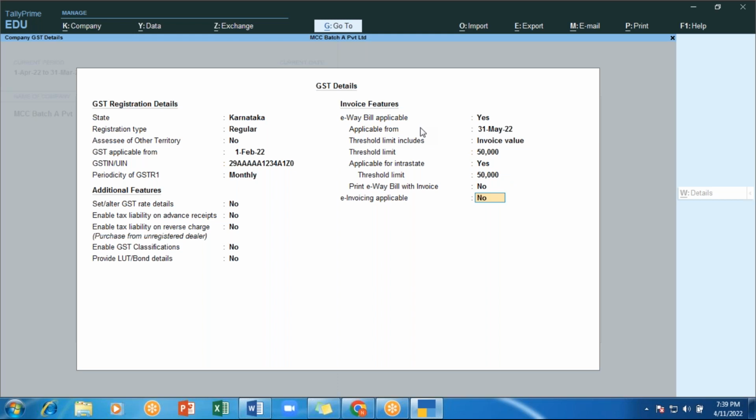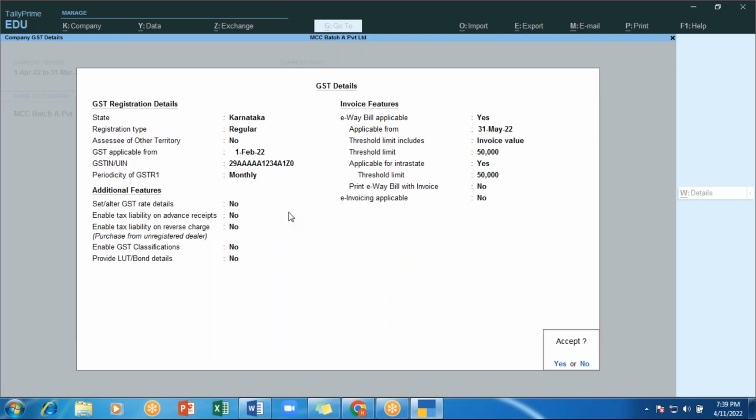And the next one is e-invoices. E-invoices apply when my turnover crosses more than 200 crores. That is not 1 or 2, more than 200 crores. Only in that case will I issue e-invoices. It is not directly issued from Tally. It will be linked with the GST portal, and from the GST portal you have to issue. It is not direct. We have to link both, Tally and the portal.